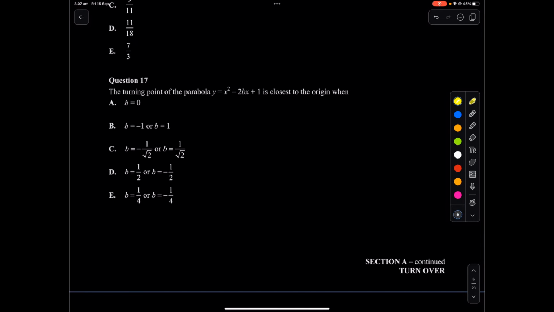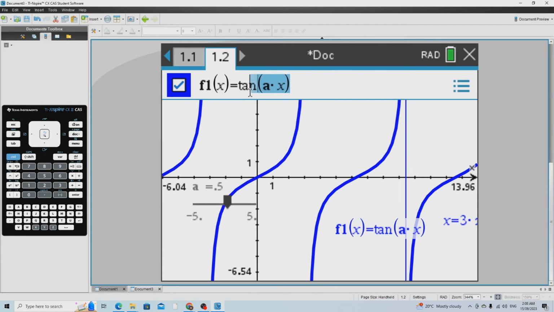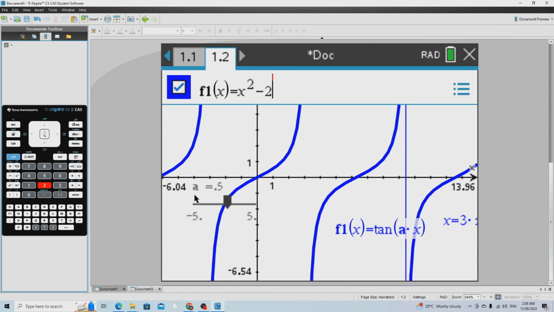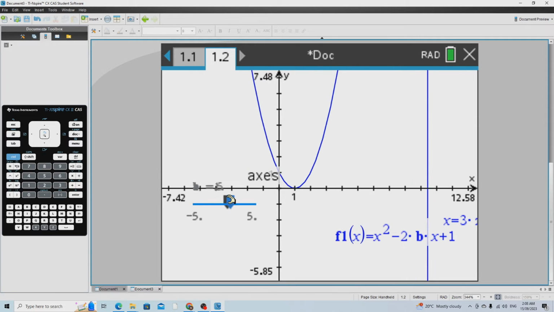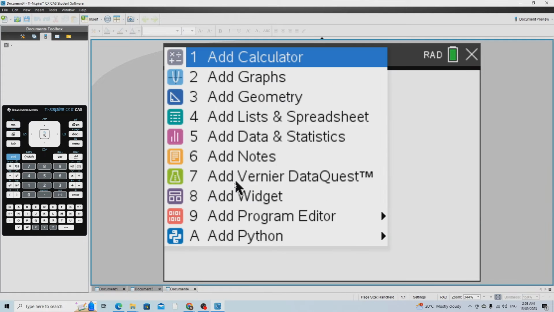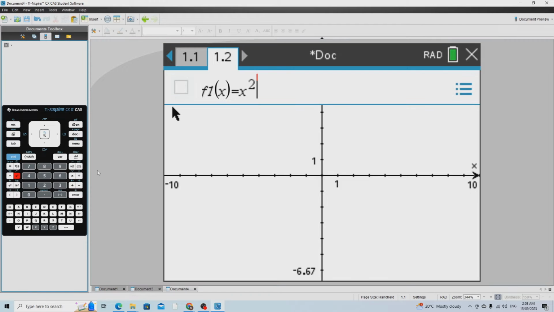The turning point of the parabola y equals x squared minus 2bx plus 1 is closest to the origin when... I'm just going to do this by calculator. I'm too lazy to even... Let's just do this by calculator. So I'm saying x squared minus 2 times b times x plus 1. Okay, let's make a slider. Let me just press control M and make a whole new page. So let's rewrite it again.